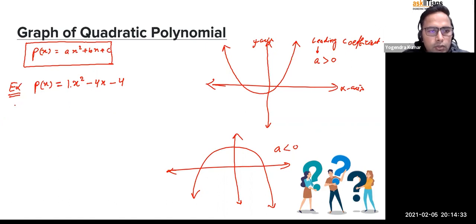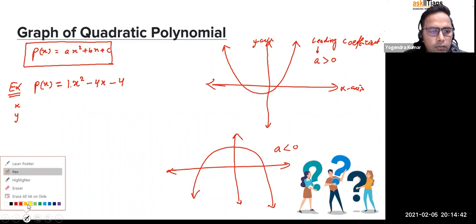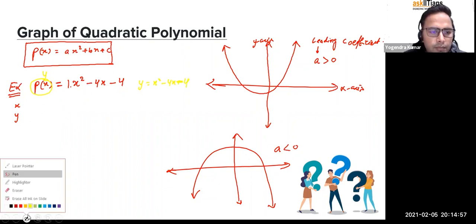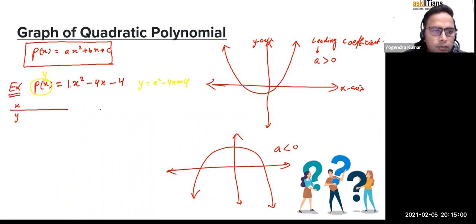Like this here. So you make a table of x and y values. Now what is y? We take the polynomial value as y, right? So y is equal to x square minus 4x minus 4. We make this table, which is going to give us the values. So let's decide at 0. When I put 0 here, it is giving me minus 4.